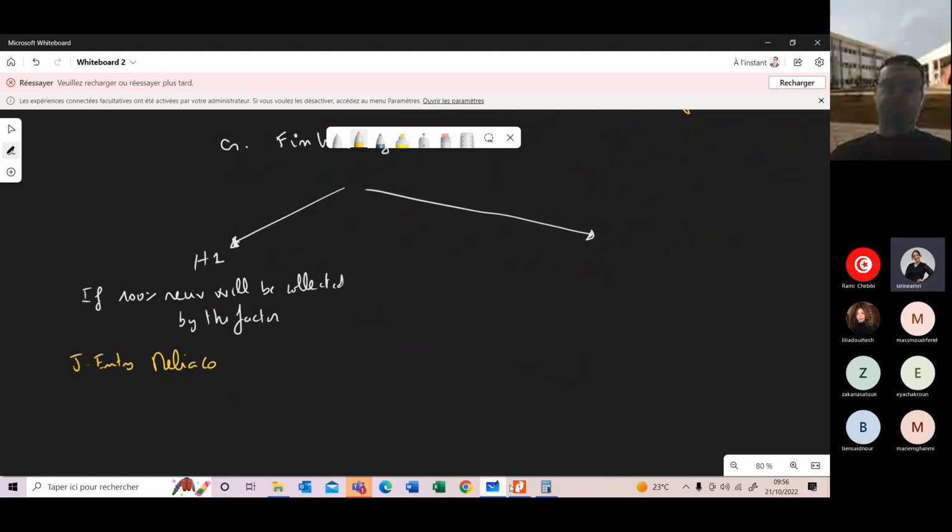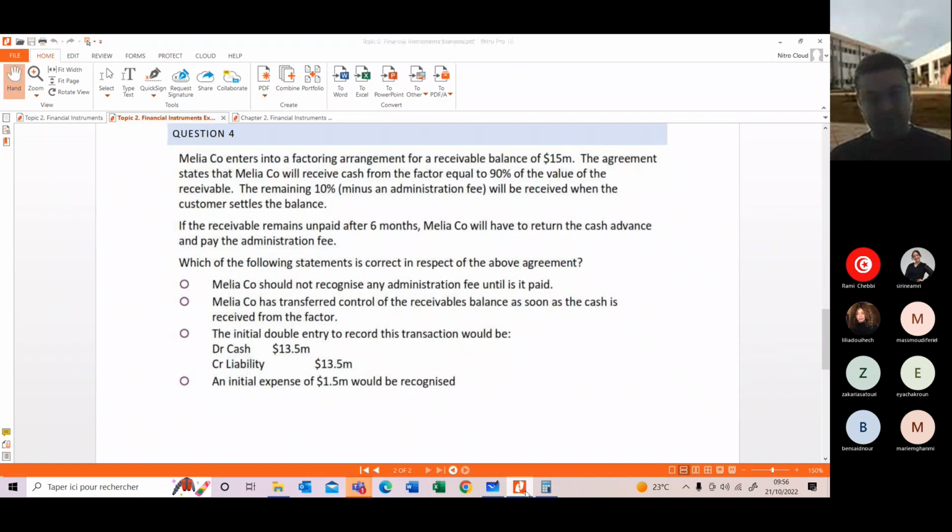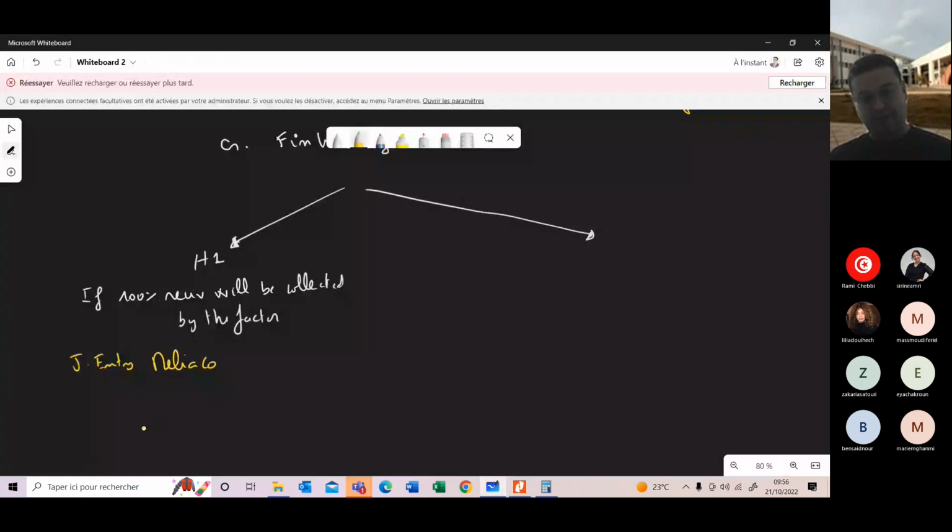A debit financial liability. That's right. Okay, let's go step by step. Debit financial liability. I totally agree. For which amount? 30,500,000. That's right. And debit cash for the 10% that are not yet collected, the remaining 10%, yes.